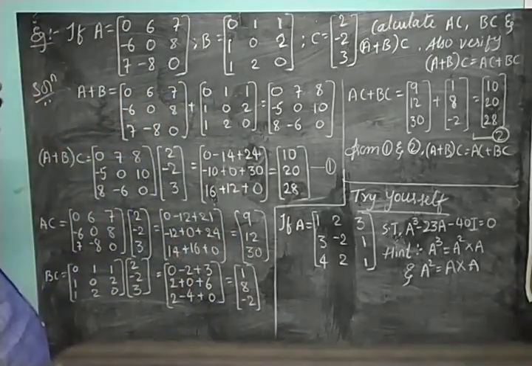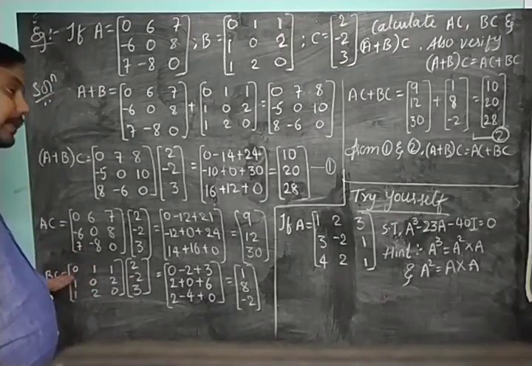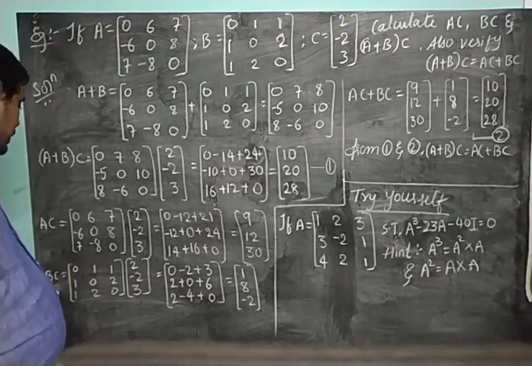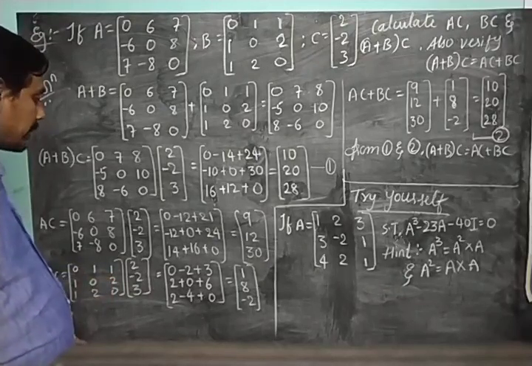Now let us come to BC. What is BC? B is known and C is known. Reproduce them here. B is 0, 1, 1, 1, 0, 2 and 1, 2, 0. C is, as usual, we know, 2, minus 2 and 3.